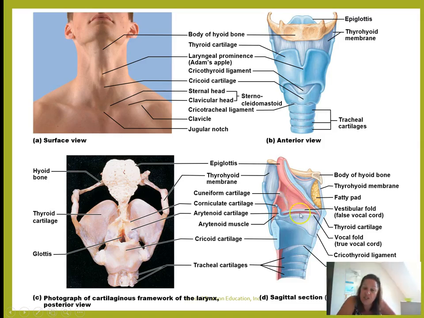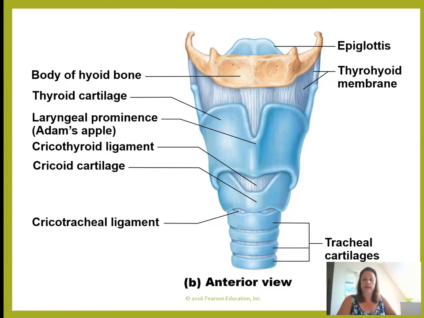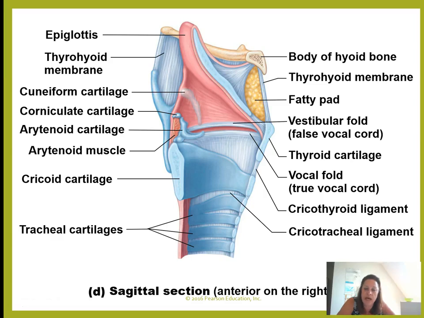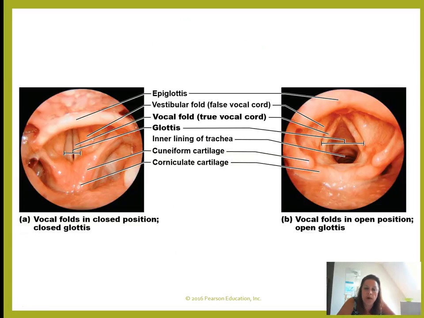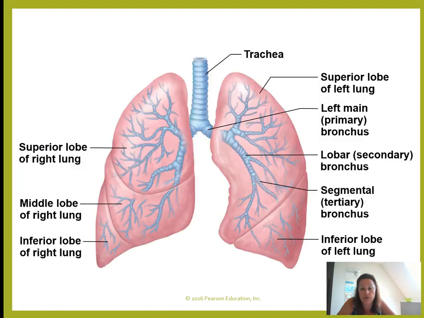As the length and tension of the vocal folds increase or decrease, that's how you get a higher pitch or a lower pitch to your voice. And that all has to do with these different arytenoid muscles, et cetera. So this is the larynx. Again, anterior view, side view, opened and closed vocal folds.